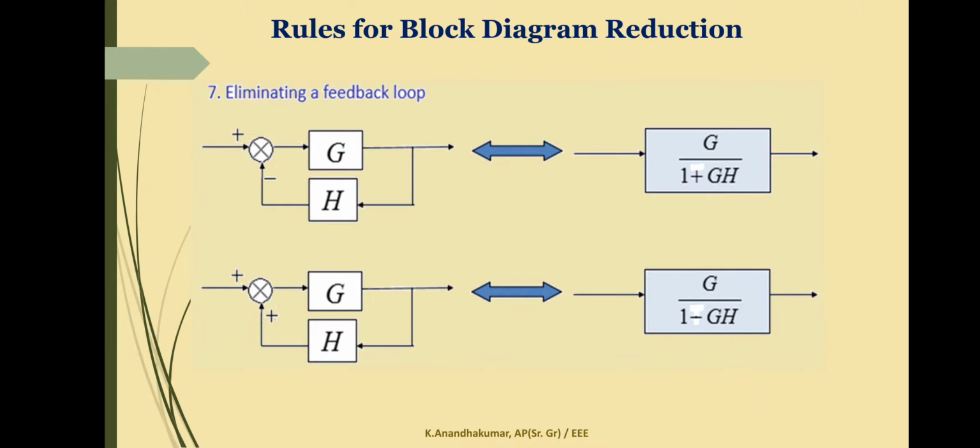Here comes the important rule for block diagram reduction: eliminating a feedback loop. Here the feedback can be of two types. One is positive feedback and the second one is negative feedback. The first shown is a negative feedback loop and the second shown is a positive feedback loop. When there is a negative feedback loop, it can be combined into a single block as G divided by 1 plus GH. And when there is a positive feedback loop, it can be combined into a single block as G by 1 minus GH.